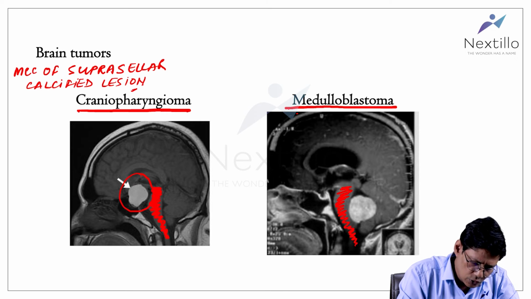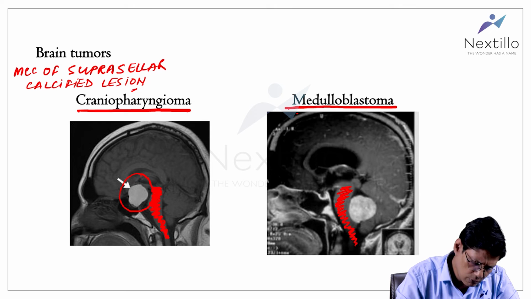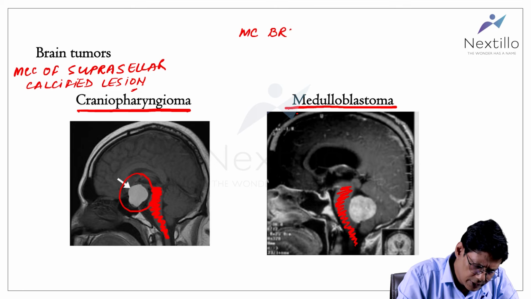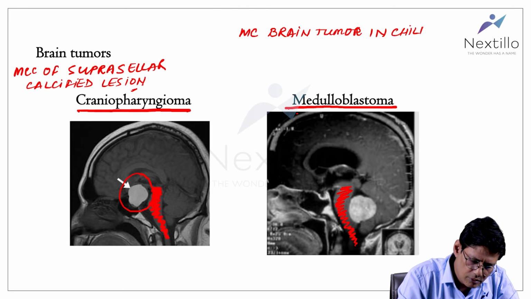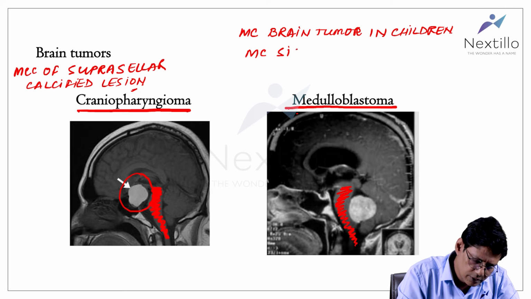The second picture over here shows us the medulloblastoma, which is seen here in the posterior fossa. Medulloblastoma is by far the most common brain tumor in children. And the most common site for medulloblastoma is the cerebellum.